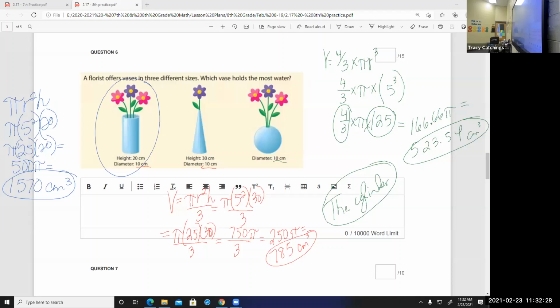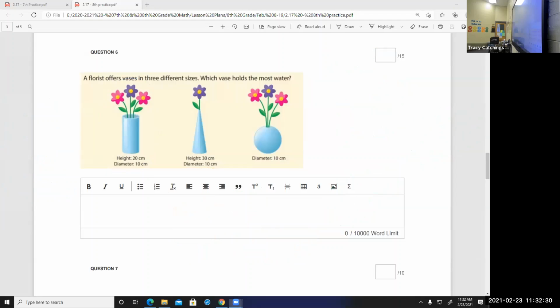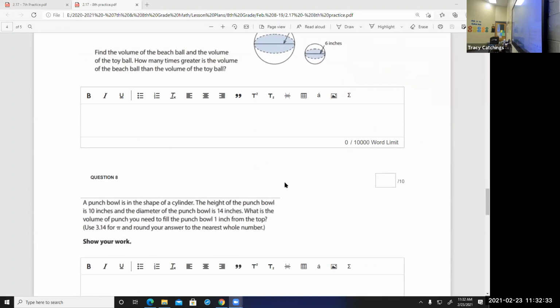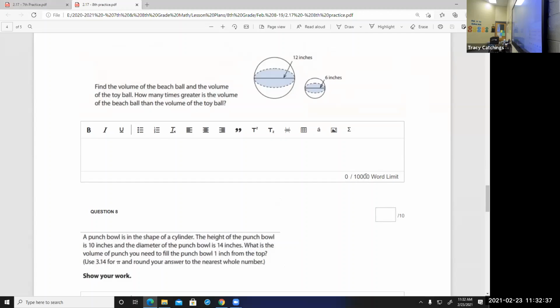All right, that's 6. Maybe we can keep rolling. This one is number 7. It says find the volume of the beach ball and the volume of the toy ball, and they want to know how many times greater the beach ball is than the toy ball.